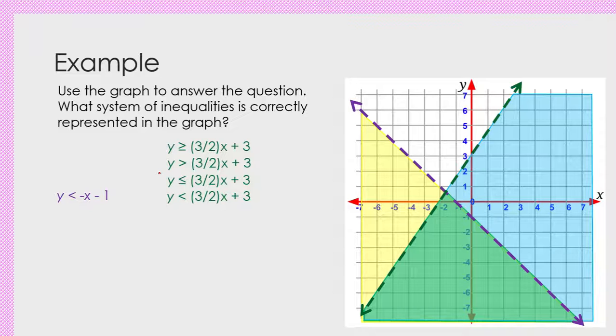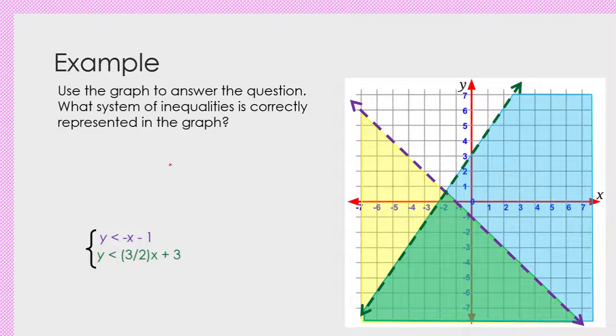Do the same thing for the green. Again, we have a solid line or a dotted line. So we're going to erase options 1 and 3 again. This time, we are also shading below the line. So we're going to erase the top option and we are left with the bottom. So these 2 are the inequalities for the graph.